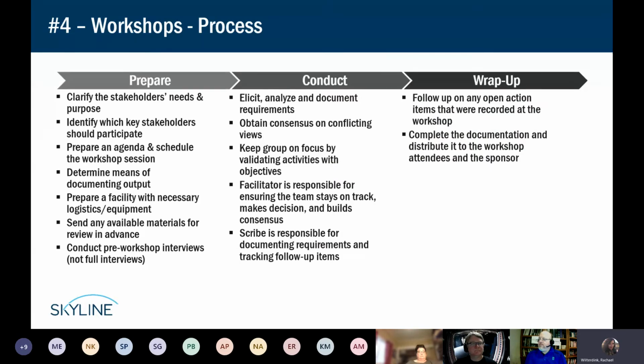It's very similar to interviewing. You could possibly do individual pre-workshop interviews just to get prepped. But make sure you include the purpose, that you have the right logistics, right? You've got to have a whiteboard and pens and paper, whatever you need to do the facilitation. You don't want to show up unprepared without those kinds of things. You want to keep the group focused if you're the facilitator. Make sure that you're trying to gain consensus and keep the team on track. And then close with any open action items or follow-up activities, and then document your findings and share them with your sponsor.